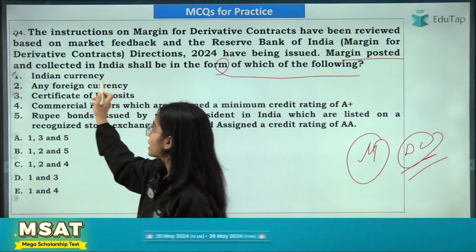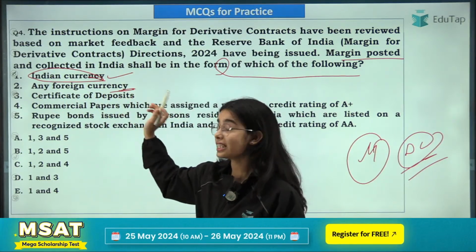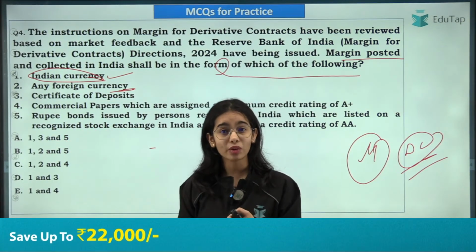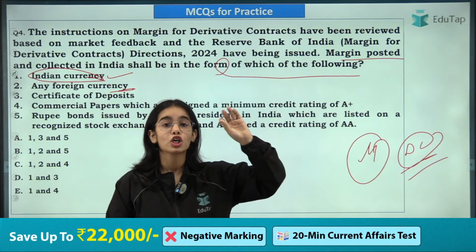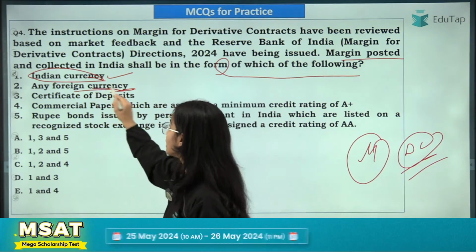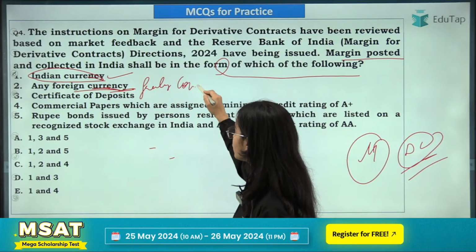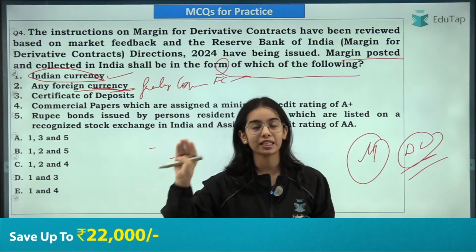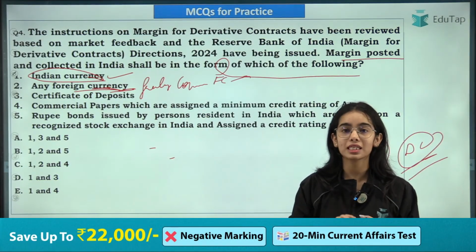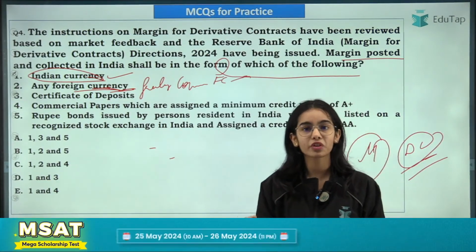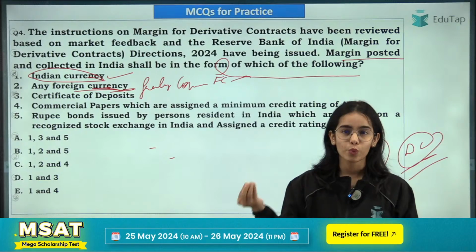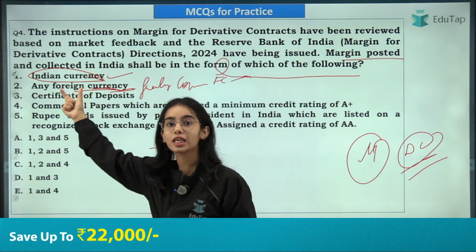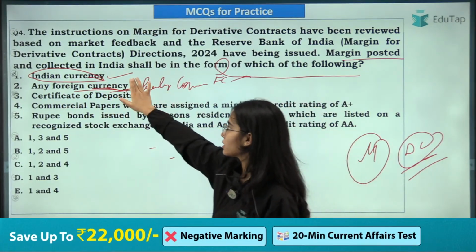Let's see that. So Indian currency, that is correct. Any foreign currency, that means even the Pakistani currency, even the Nepali currency, do we allow that also for the margin? No, we do not. So there is only freely convertible foreign currency, such as the dollars, euro, pound sterling, Chinese renminbi and the Japanese yen. These are some of the currencies that are freely convertible, or they are the hard currencies that are used worldwide. So not any foreign currency. Here you have to specify freely convertible foreign currency. So the second one is incorrect.